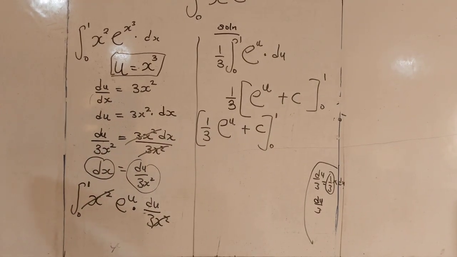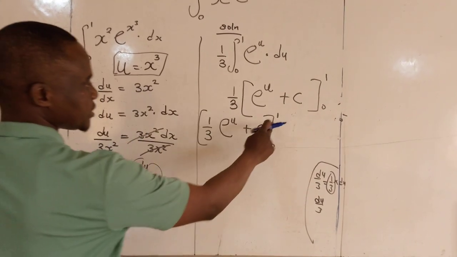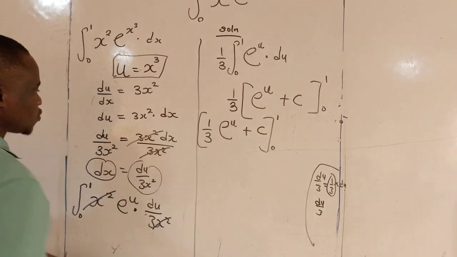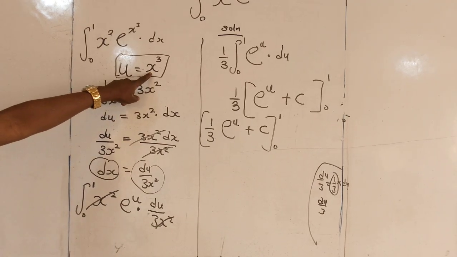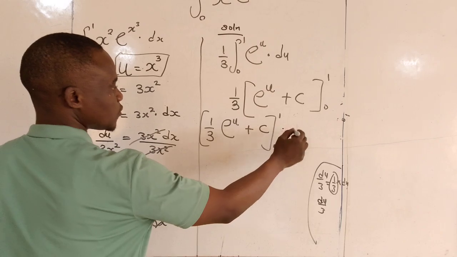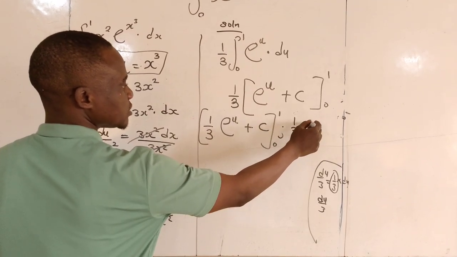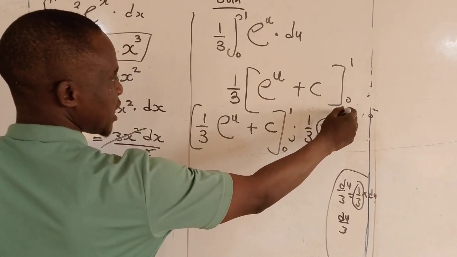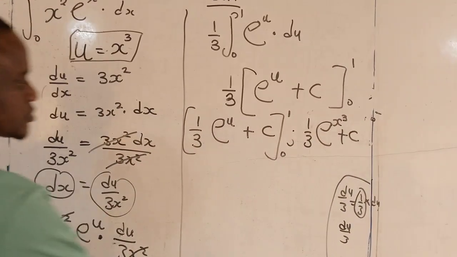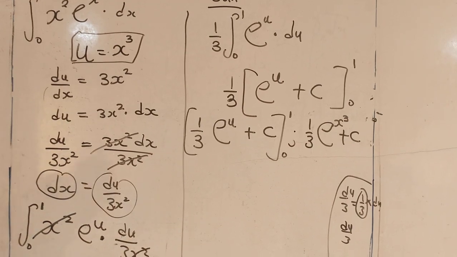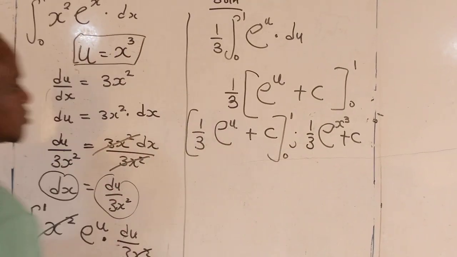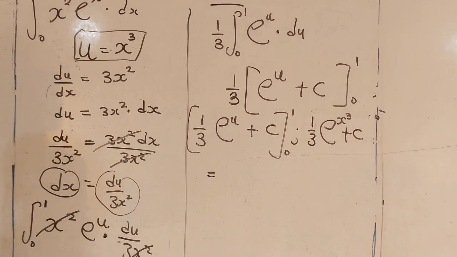Anywhere I see u, I put x raised to power 3. So this is equivalent to 1 over 3 e raised to power x cubed, plus c. If you have that, you can now put your range.